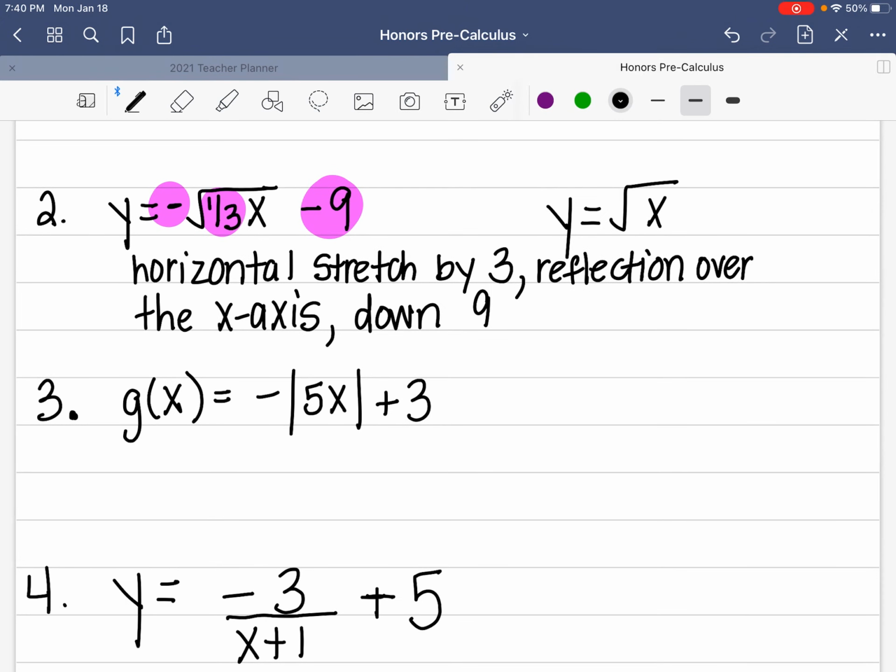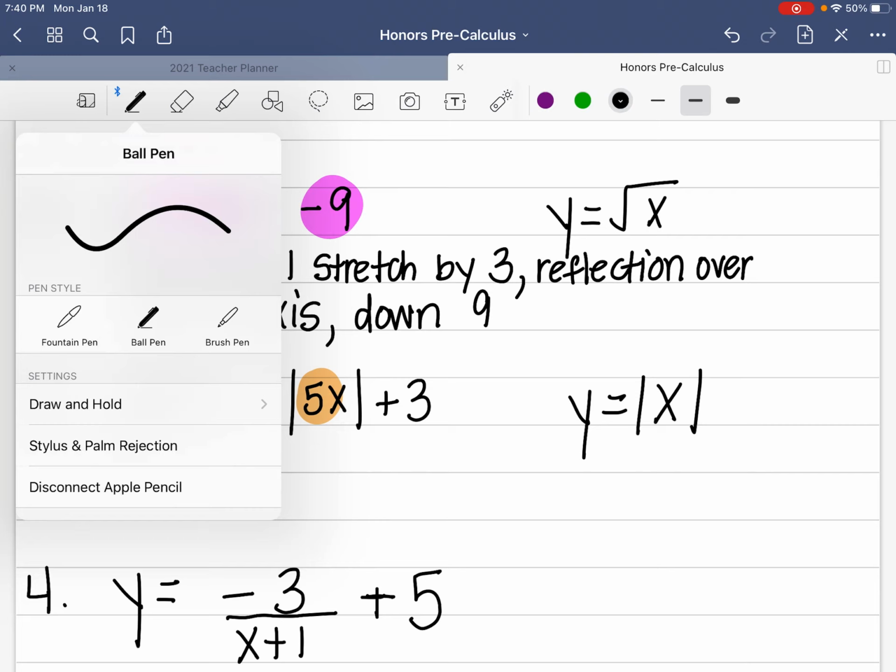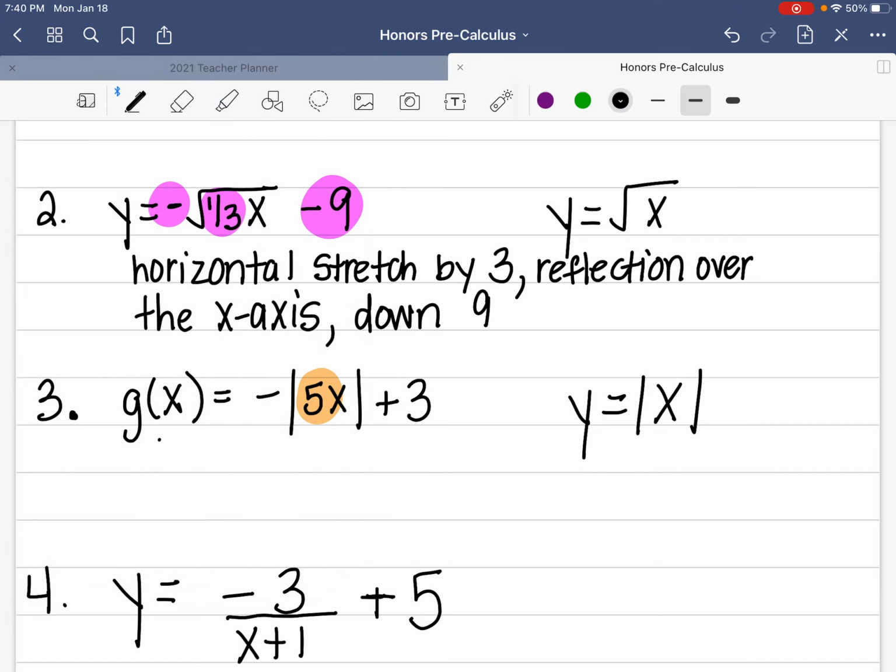All right, so the next one, we have those 2 bars that are on each side of the function, which means absolute value. So my parent function here is the absolute value. All right, so when I'm looking at this, I'm going to start in the very innermost part, which is going to be that times 5. And that times 5 is going to be a horizontal shrink this time.